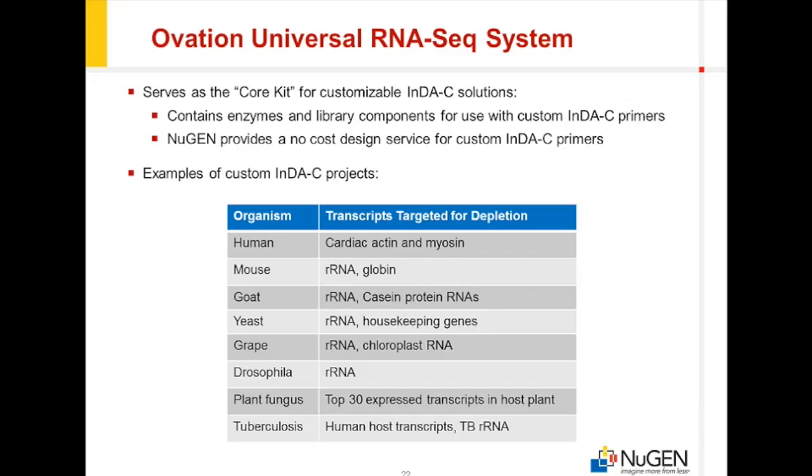In a similar fashion with a human scenario, we've worked with a researcher studying tuberculosis to deplete ribosomal RNA in human, tuberculosis ribosomal RNA, as well as other housekeeping transcripts to elevate the levels of informative tuberculosis-derived transcripts in the final sequencing library. So the point that I really want to make from this slide is that the application of InDA-C is quite flexible, both in terms of the species that it can be utilized for, as well as a range of transcript types that can be removed from the final sequencing library.